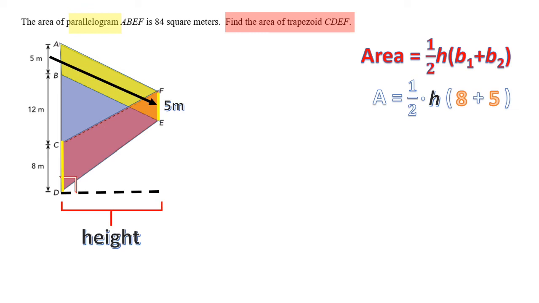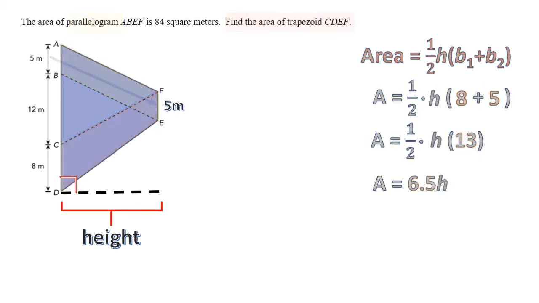I can simplify it a little bit more. I can add my two bases, 8 and 5 is 13. And I can even do half of 13 and get 6.5h. But until I find the height, I can't calculate the area of the trapezoid. So I'm going to go back and look at the information that was given earlier in the problem. It was given that the area of ABEF is 84 square meters. Now here's ABEF. And I used the fact that that was a parallelogram to transfer that 5 meters to that other side. But now I'm also going to use the fact that that area is 84 to help me figure out what the height is, because the height of that parallelogram is actually the same height as the trapezoid.